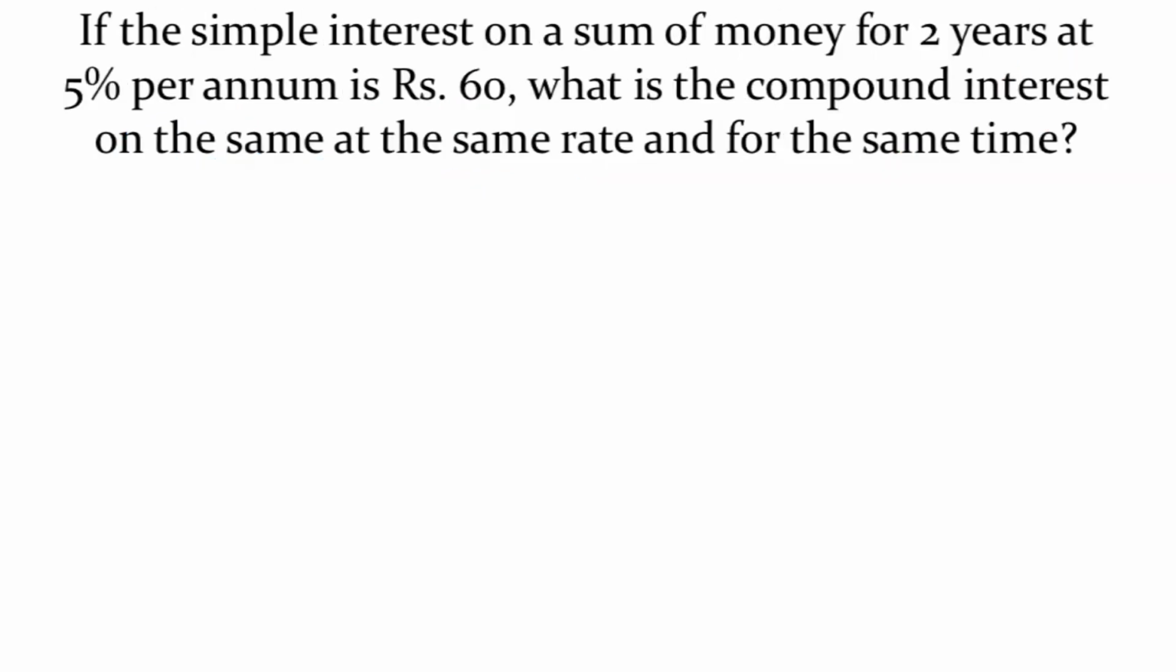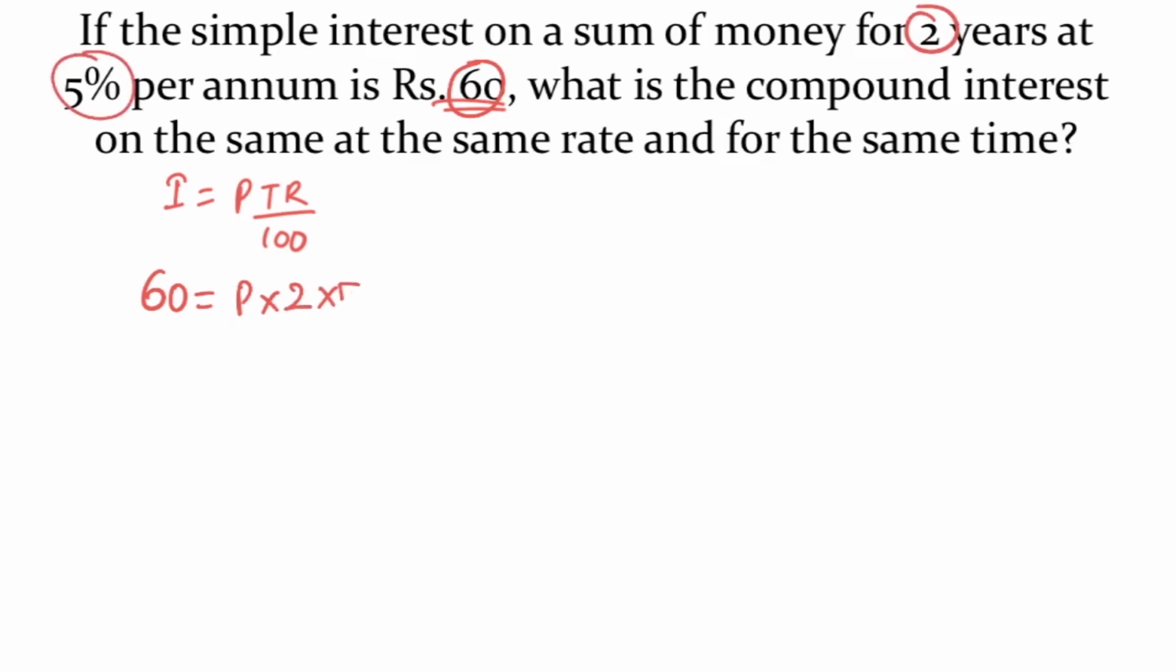If the simple interest on a sum of money for 2 years at 5% per annum is 60 rupees, what is the compound interest on the same sum at the same rate for the same time? See, simple interest is 60 rupees for 2 years. Using the formula I is equal to PTR by 100, I is 60, equal to P required, time period 2 years, rate of interest 5% divided by 100. So P is equal to 25 times 10, 0 cancel, 600 rupees is the principal.